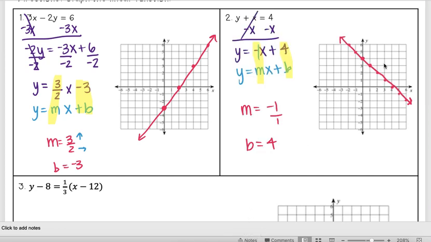Okay, so this is what your graph should have looked like. Here, my slope ended up being negative 1. My y-intercept was 4. And so then I went from there to find my graph. And again, you may get a question asking for the x-intercept. So for the x-intercept, I just look at the graph to see where it crosses the x-axis. So like for number 1, I see it crosses the x-axis at 2. So my x-intercept here would be 2.